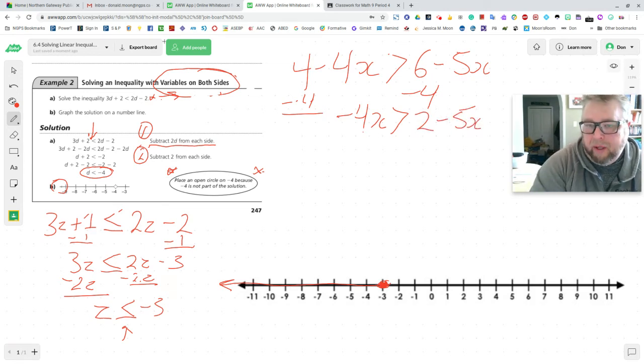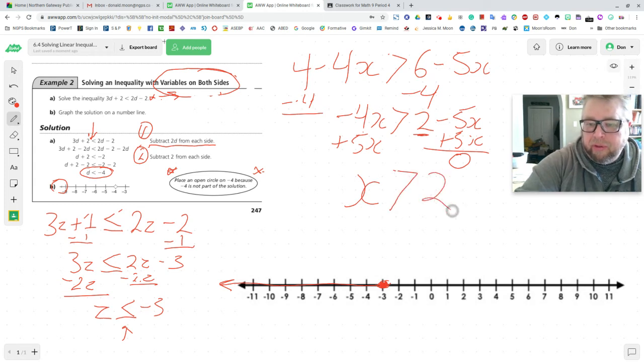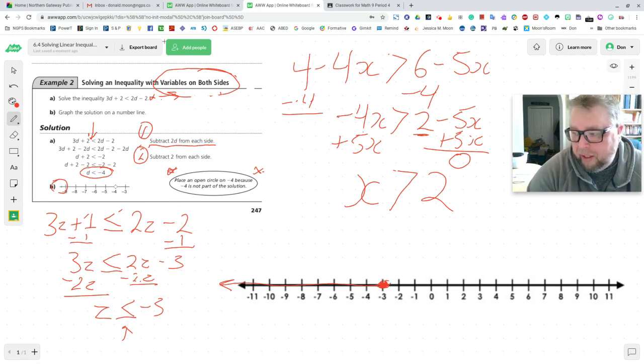Right, now, I don't want to be moving the 2 around very much, so I'm just going to leave the 2 right here, and I'm going to add 5x to this side, which gives 0. I'm going to add 5x over here, which is just x is greater than, and I'm left with a 2 on this side. So on my number line, you'll notice that I'm just going to find the 2 on my number line, and I'm going to put an open circle on here.